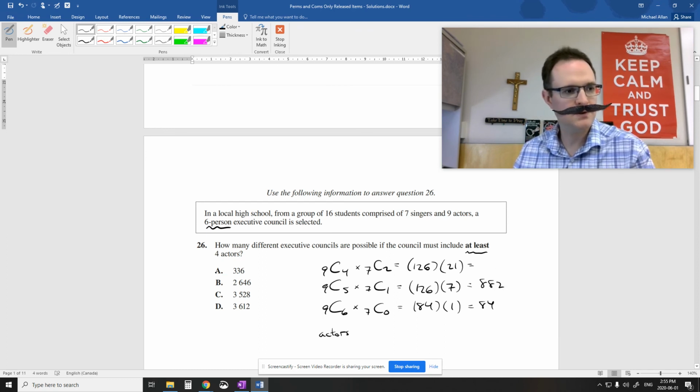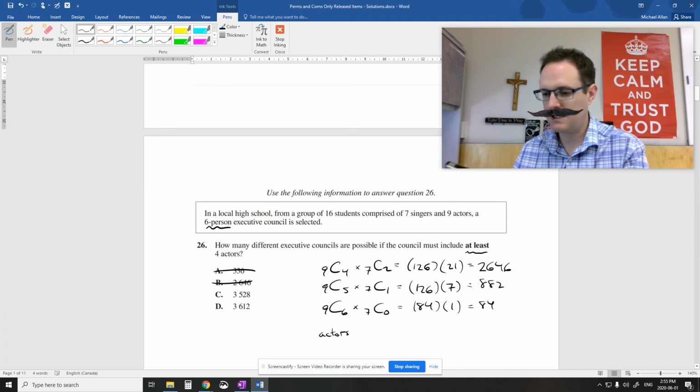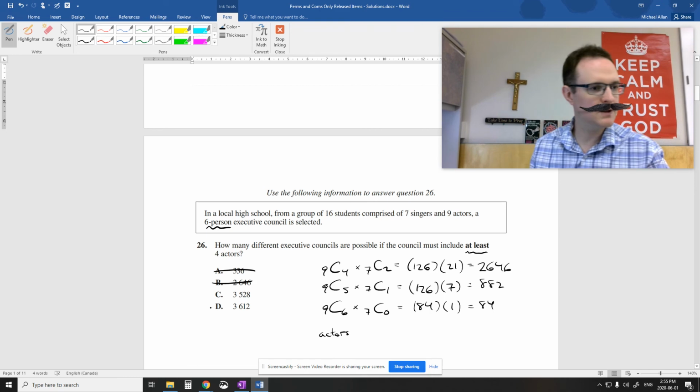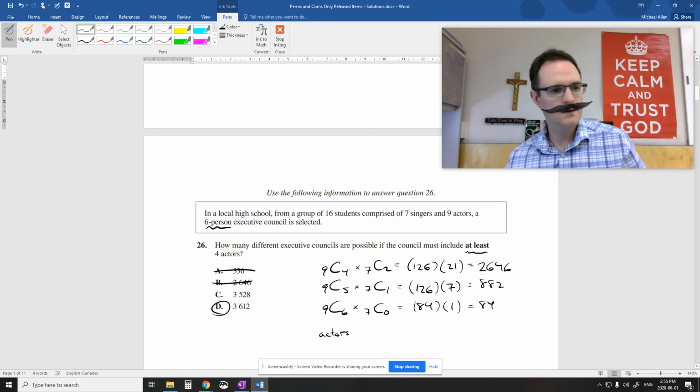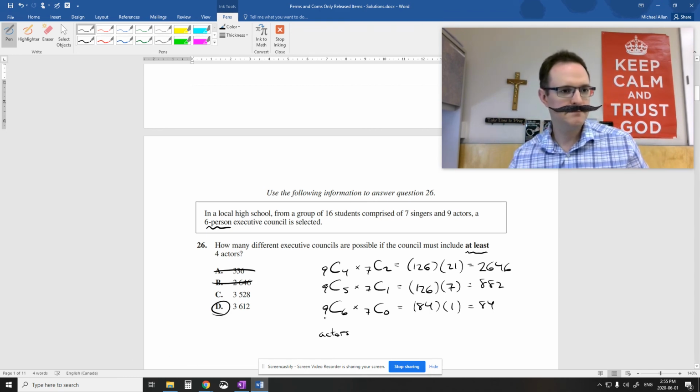So 84, 126 times 7, 882. Oh, so it's just crossed off A already because of that. And 21, so 2,000. I'm just going to cross off B because that's this number right here. And I'm going to add in these other pieces. So that plus 84 plus 882. Okay, so it ended up being D in this situation. Cool.